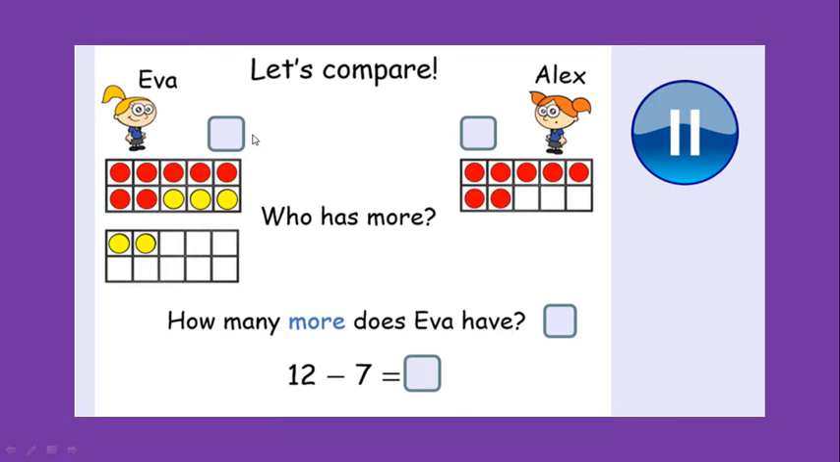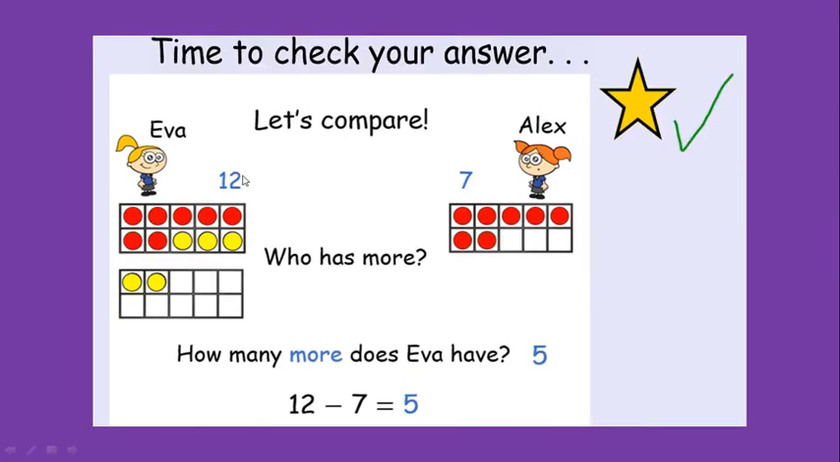How many more does Eva have? So what I need you to do first is count how many Eva has, jot it down. Count how many Alex has, jot it down. And then we need to decide how many more does Eva have. So you need to jot that in there. And then we're going to complete the number sentence, which is 12 take away 7. Okay? 12 take away 7. So pause the video, answer the questions, and we'll check on the next page.